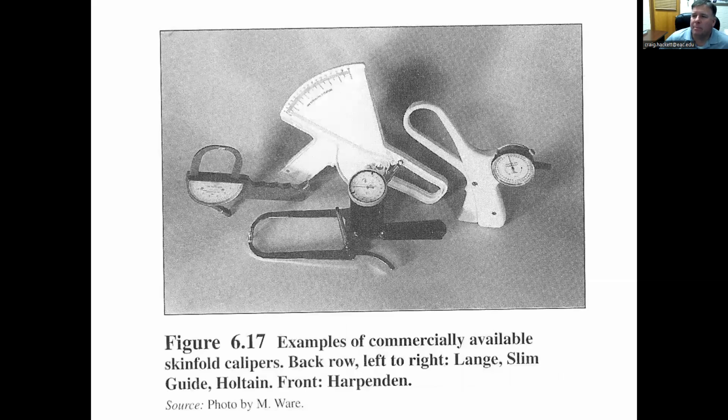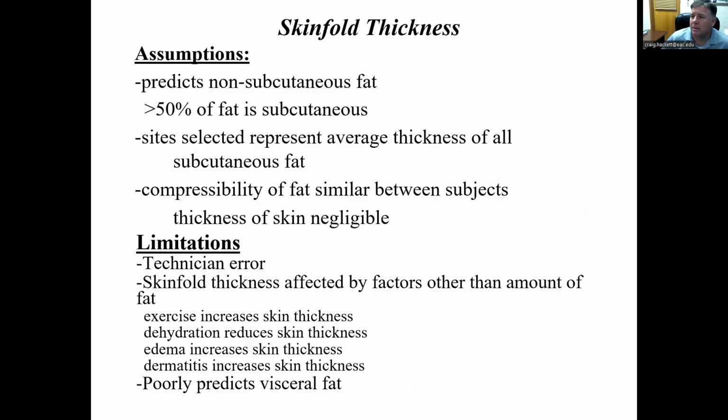These are some examples of the calipers that you can buy. The bigger one there that's fan shaped is one of your less expensive ones. The one just to the left of that is one of your more expensive ones. They all pretty much work the same. They base it on measuring in millimeters, and they pinch you. So it does predict it. We assume that it predicts non-subcutaneous or visceral fat, but most of our fat is subcutaneous, so it does an okay job with that. There are some variations with this on site selection, just depending on where you feel comfortable pinching somebody. There's 3 and 8 and 6.